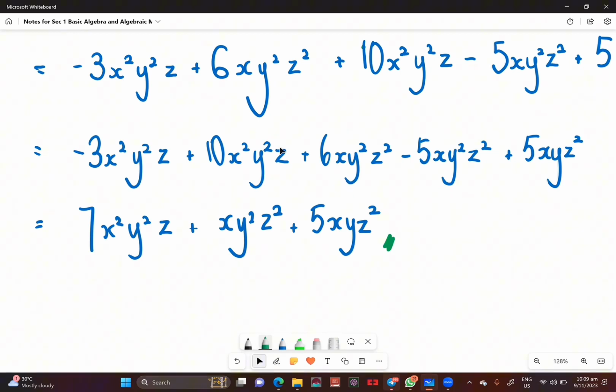Now, the question is asking you to expand. So that's the reason why you don't have to take out what is common.